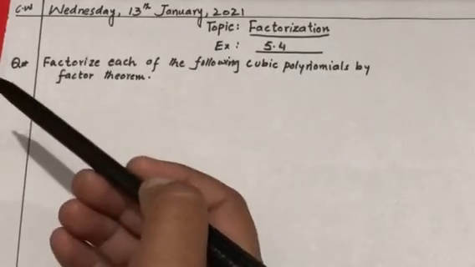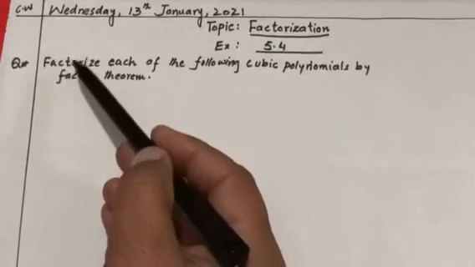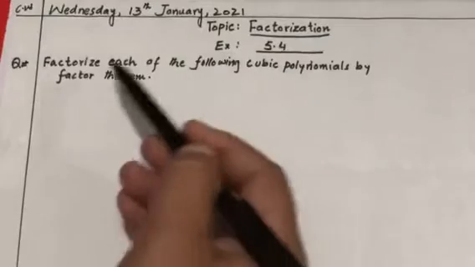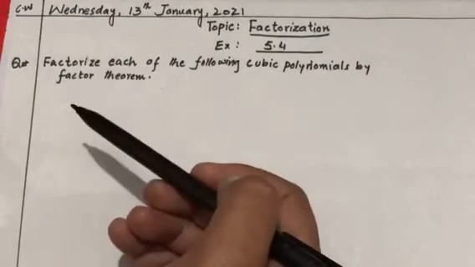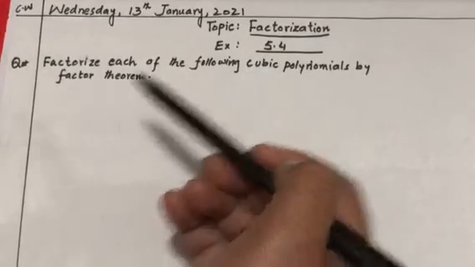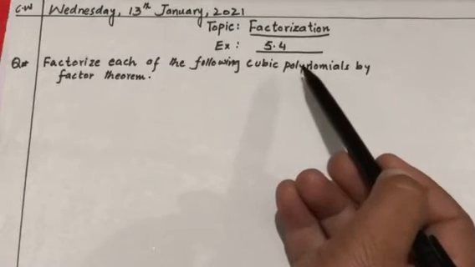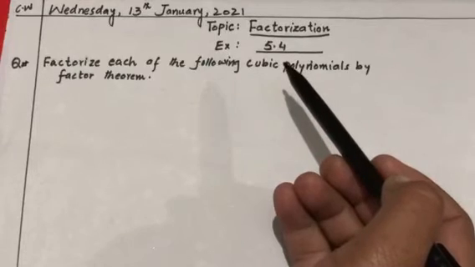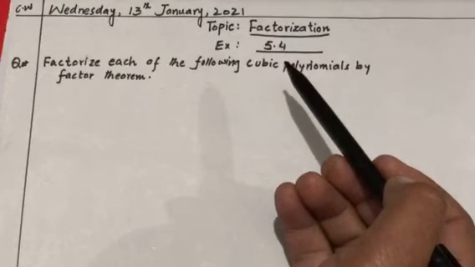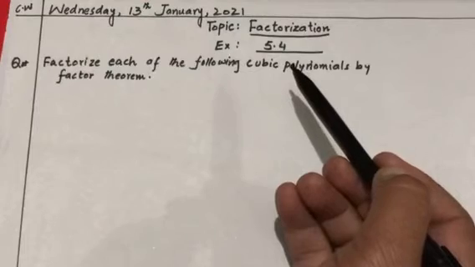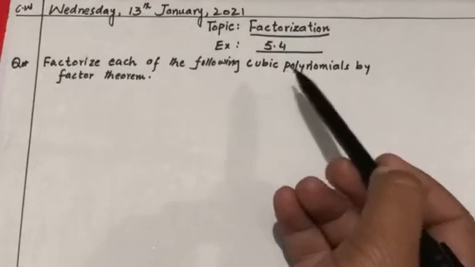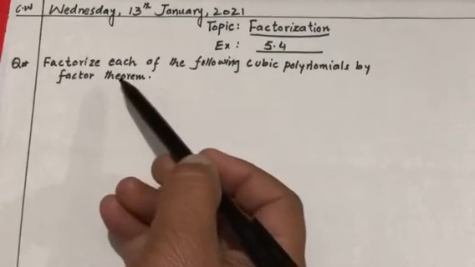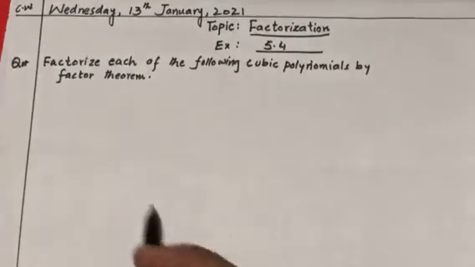The statement of question of 5.4 is: factorize each of the following cubic polynomials by factor theorem. So in this exercise we have the cubic polynomials. A cubic polynomial is that polynomial in which the highest degree of the variable is 3. So all the polynomials which have the highest degree 3 are called the cubic polynomials. And here we use the factor theorem to find the factors of the cubic polynomial.